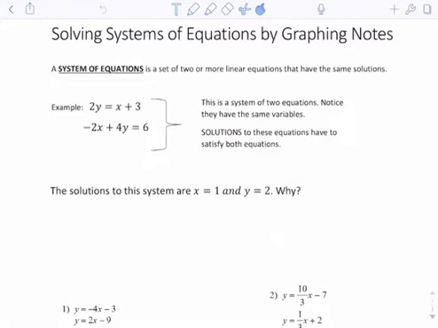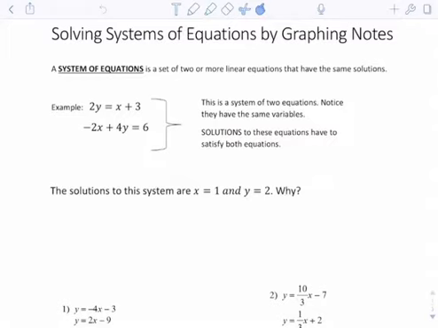So in this example of this system, notice that they both have the same exact variables. Okay, so in order for it to be a system of two equations, you need two variables that are exactly the same. And then remember, solutions to equations are numbers that satisfy the equation when you plug them in. So for example, the solutions to this system are x equals 1 and y equals 2. So notice I have two solutions for a system of equations with two equations.